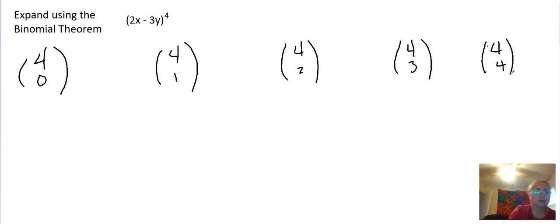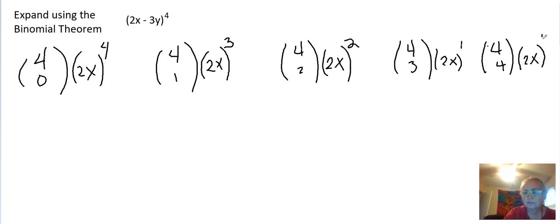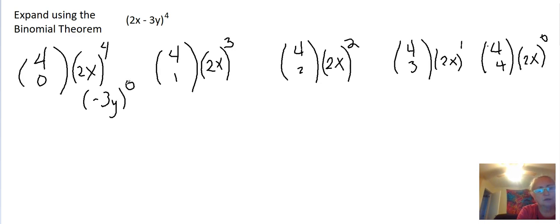Then we take the first term, 2x, to the highest power, and then we decrease that, 2x, got to be in parentheses, by 1 for each successive term. That's going to be (2x)^4, (2x)^3, (2x)^2, (2x)^1, and (2x)^0. For the last term, we start with it to the 0 power, then negative 3y to the 1.